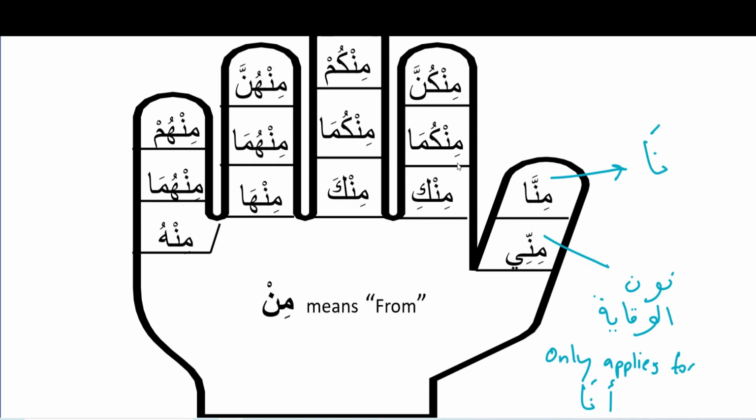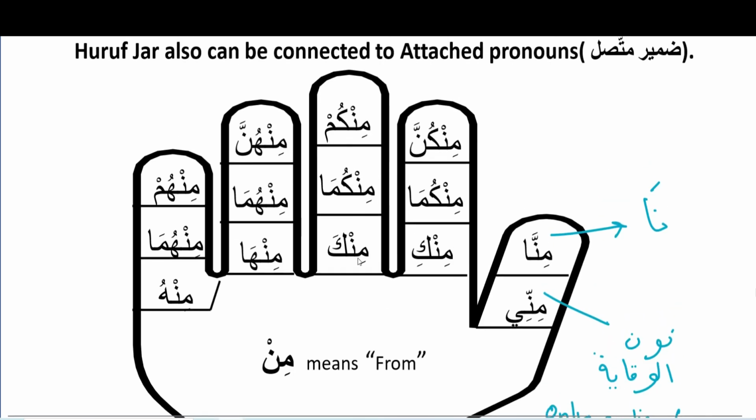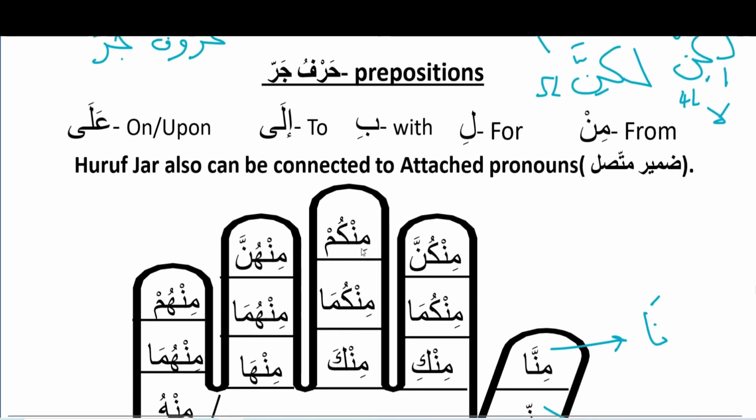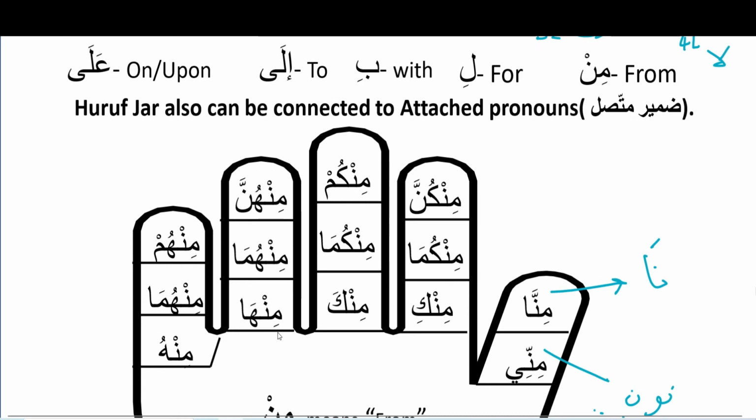Then we have minkuma, from both of you, female. Minkunna, from you all, female, plural. Then we have minka, from you, male. Minkuma and minkum. Okay. Minkuma means both of you. Actually, it's the same. Minkuma for male or female is the same. For minkum it means from all of you, plural form for male. Okay. Then we have minha, from her.